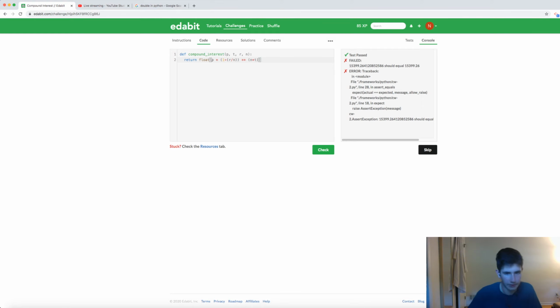Okay, I think I know how to do this. I think we can just use the round method here. Round. And then what we do is we have to encapsulate it in one more parenthesis and then specify two digits after the decimal point.